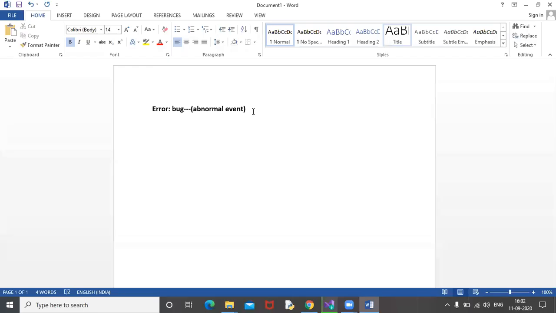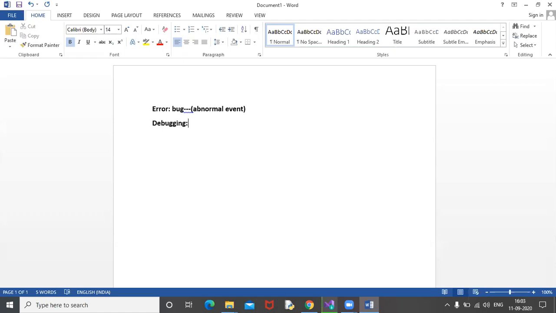Bug. Okay, fine. A bug is an error. Normally in programs, we encounter some abnormal events, and they can be considered a bug, or also called an error. So, what is debugging? You might have heard the word debugging, especially from testers. Testing professionals frequently use words like error, bug, debug.